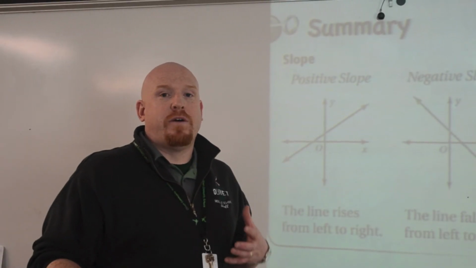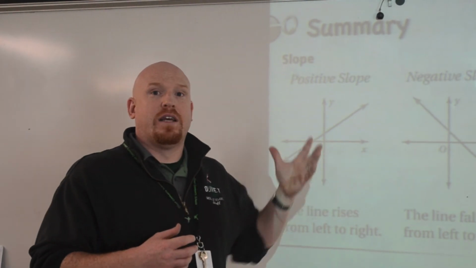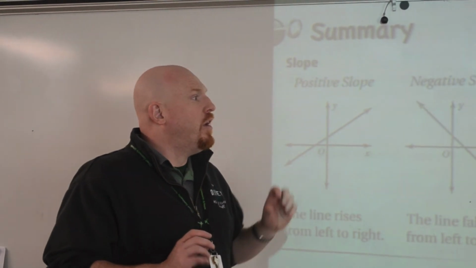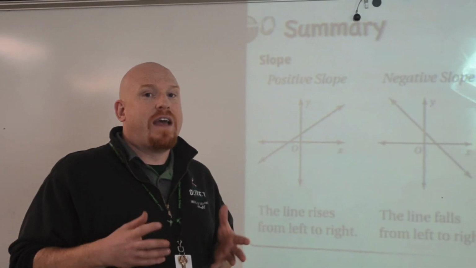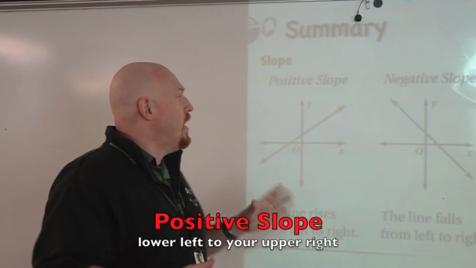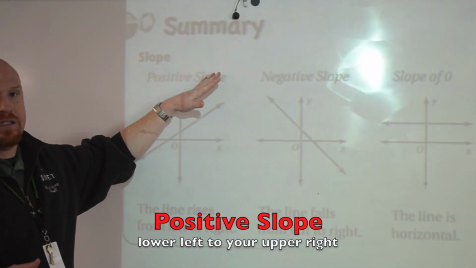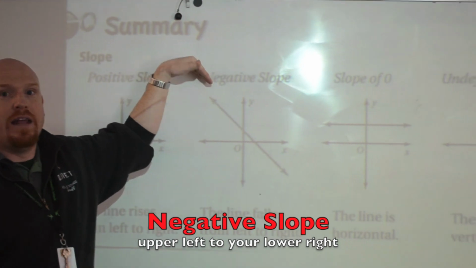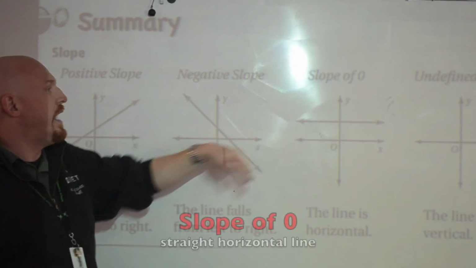Alright guys, so we talked about finding the slope of an equation if we have 2 points on a graph, or if we have a table. The last thing I want to remind everybody about, and this is something you should ask yourself every time you're looking at equations: if we have a line that's increasing from lower left to upper right, that's a positive slope. If we have a line that's decreasing from upper left to lower right, that's a negative slope.